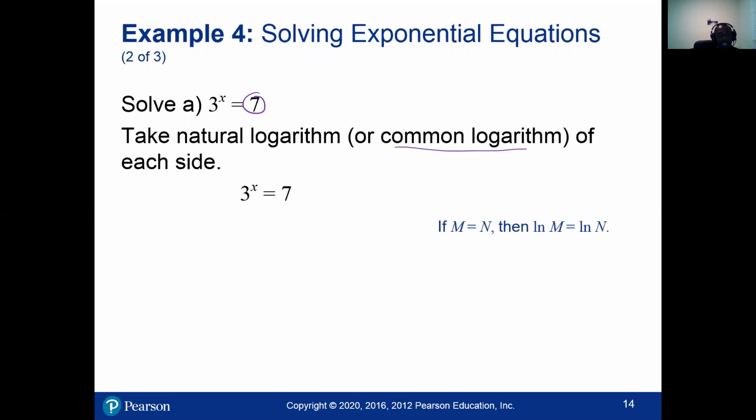This time, let's take a natural log of that. All right, so we take the natural log. We have natural log of 3 to the x is equal to natural log of 7. Okay. And then we use one of the properties that says that this becomes x natural log of 3 is equal to natural log of 7. Now we are solving for x. Okay, we're solving for x.